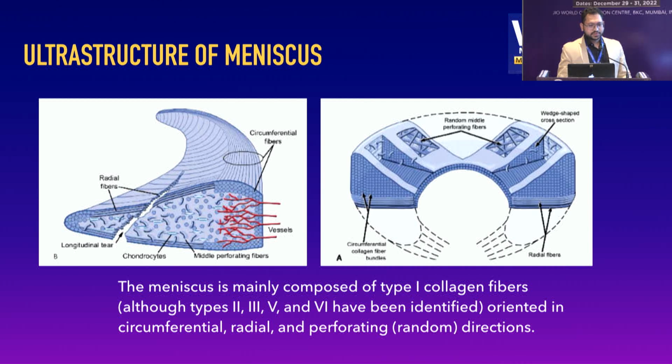Then we go ahead with the ultrastructure of the meniscus. In order to discuss the patterns of the meniscus tear, it is very important to know how the meniscus is formed. You can see at the periphery, the circumferential fibers are there, and in between the free edge and the periphery are the radial fibers along with a few perforating middle fibers.